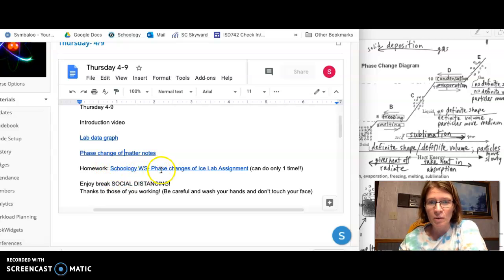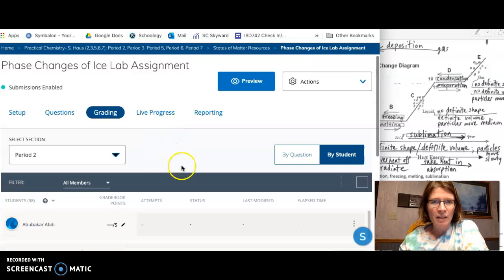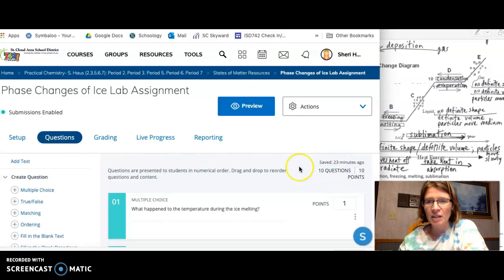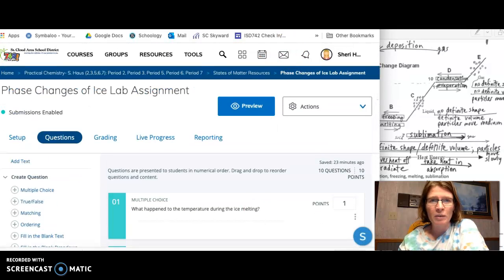This homework is a Schoology worksheet. It's called the Phase Changes of Ice Lab Assignment. This one you can only do one time, so please take your time. Please consult these notes. Please consult this graph that we just did based on the data that you took yesterday from doing the lab. Once you click on this, in Schoology, it says assessment. Here are the questions. There are 10 questions. It's going to be about 5 points again for your lab, each one. There's some matching, there's some multiple choice, a variety of different questions.